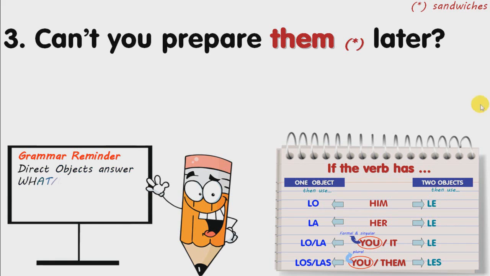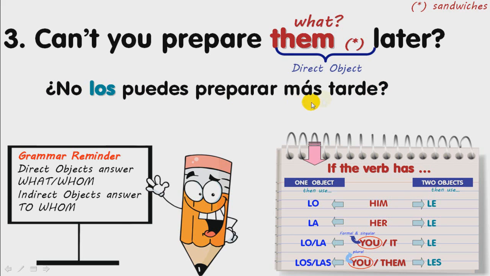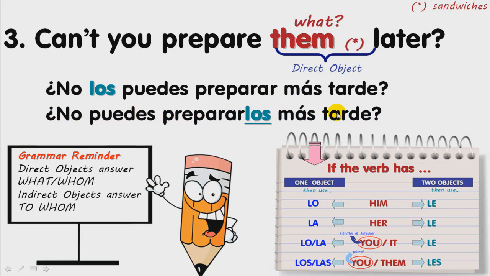Can't you prepare them later? Them in this case is referring to sandwiches, which in Spanish is a masculine word. So we need to start off by identifying the number of objects. Them answers the question what. Later is not an object because it doesn't answer the questions what, whom, or to whom. So we have only one object. Them, referring to sandwiches, a masculine word, so the translation would be los. No los puedes preparar más tarde. And as we have two verbs, puedes and preparar, we also have two options. No puedes prepararlos más tarde.